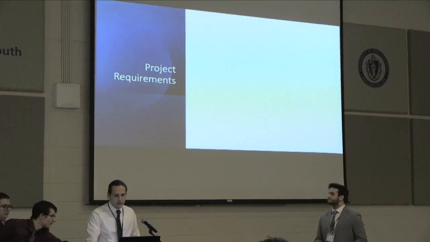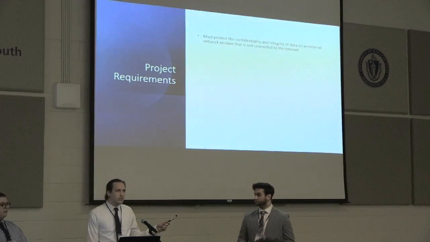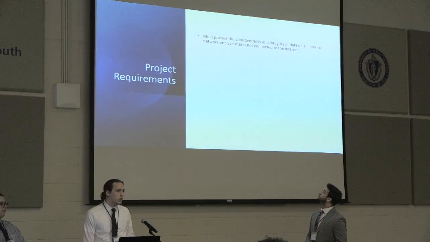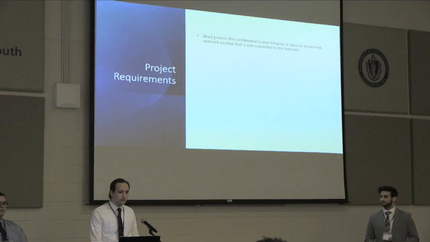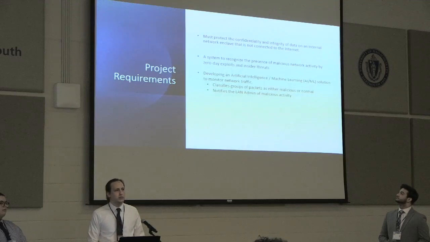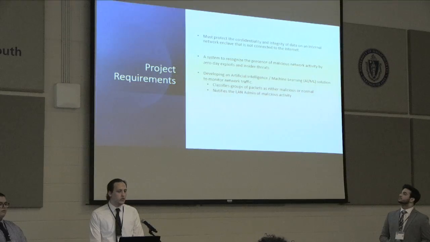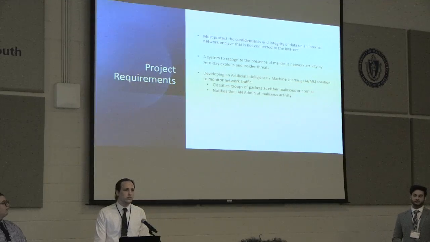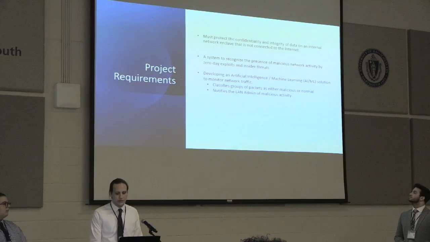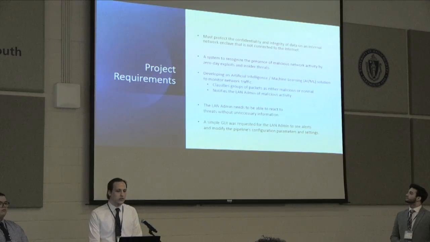So first, I'd like to get into our project requirements. We had to protect the confidentiality and the integrity of data on an internal network enclave that was not connected to the internet. We had to do this by creating a system to recognize the presence of malicious network activity by zero-day exploits and insider threats. We had to develop an AI machine learning algorithm to monitor network traffic, which would classify groups of packets as either malicious or normal, and notify the LAN admin of malicious activity. The LAN admin needed to be able to react to this information without being presented any unnecessary information. A simple GUI was requested so that the LAN admin could see alerts and modify the pipeline's parameters and settings.